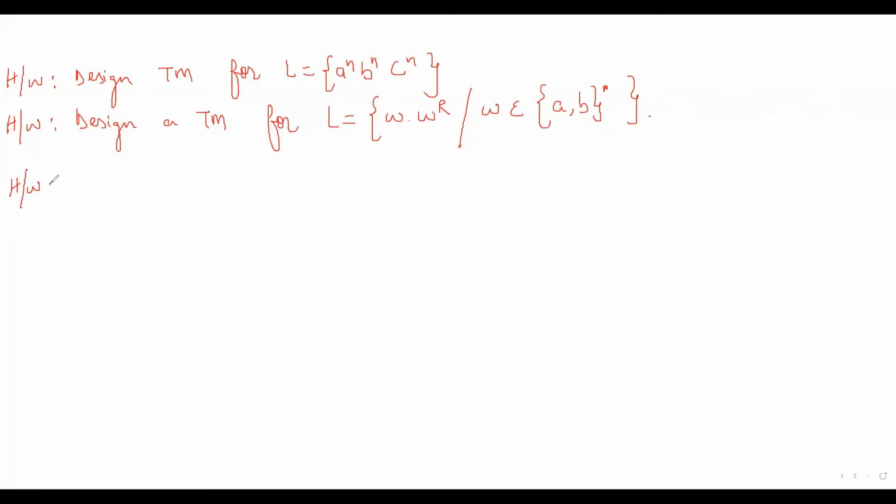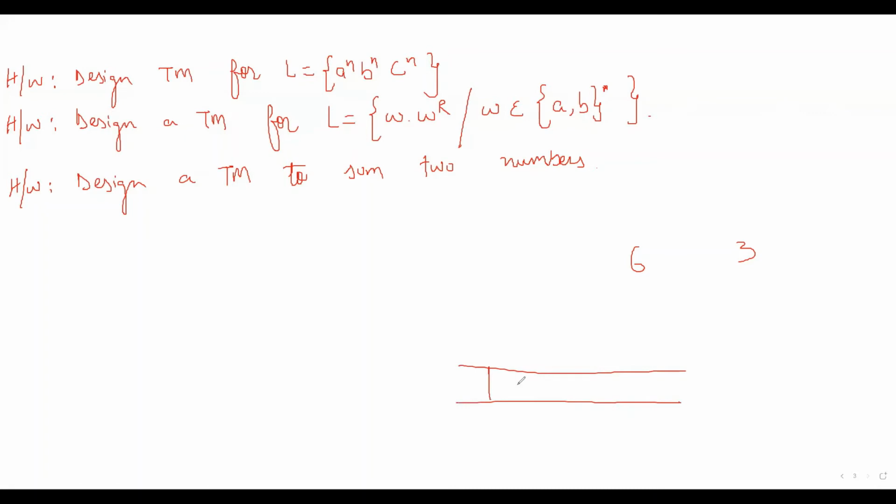Another homework for you is to design a Turing machine to sum two numbers. The two numbers will be given, for example, 6 and 3. You have to add these two numbers. For example, this is your input tape. There will be 3 places, then a blank, then 2 places. Let's keep only a 3-digit number and a 2-digit number. Here is one number, let's suppose it is 6, so let's write it 006, and this is 003. You have to add these two numbers.